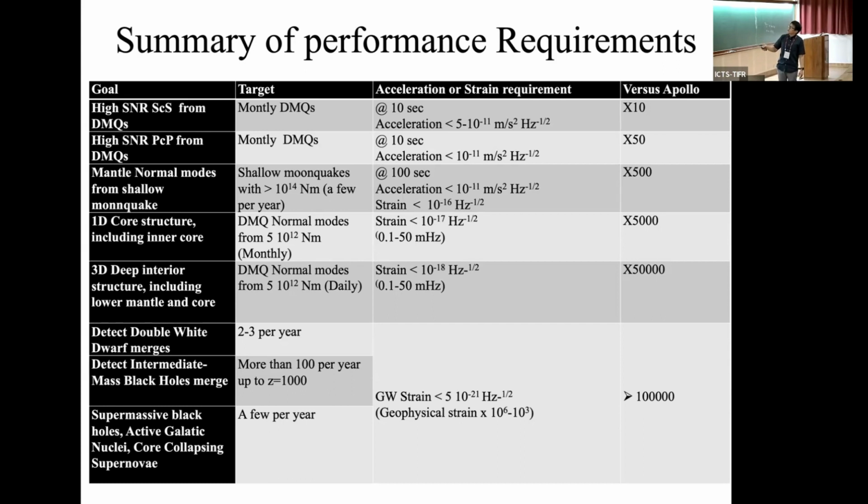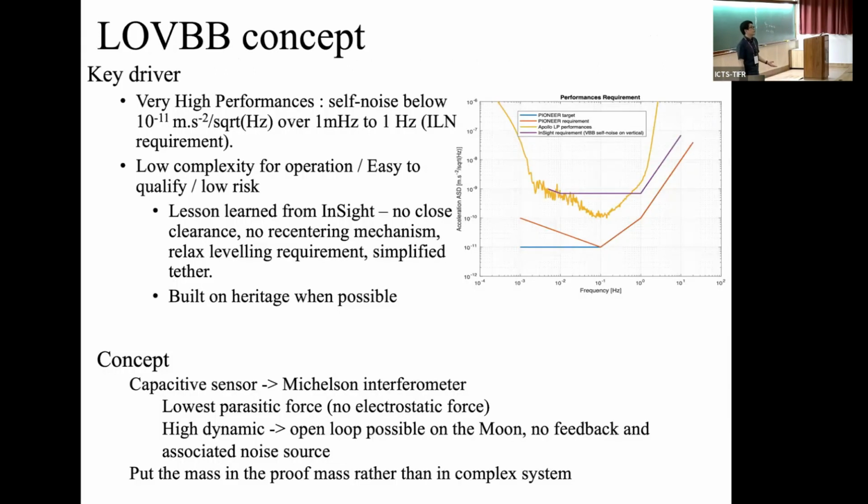And if you start to go to dwarf merging and black hole merging, you have to go to incredibly high sensitivity, which starts to be challenging. But for us, we are still in this regime where we want to detect seismic signal. So we are now developing a new seismometer called Lunar Optical BBB. We just call it LOVE-BB.